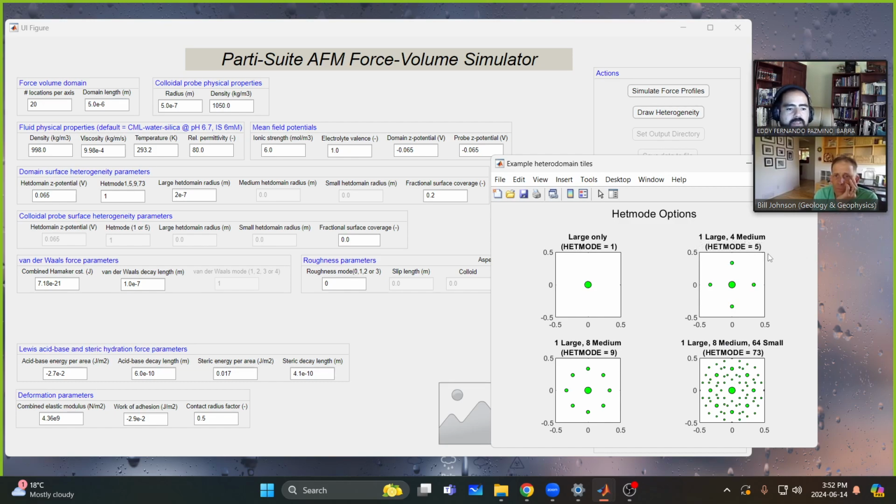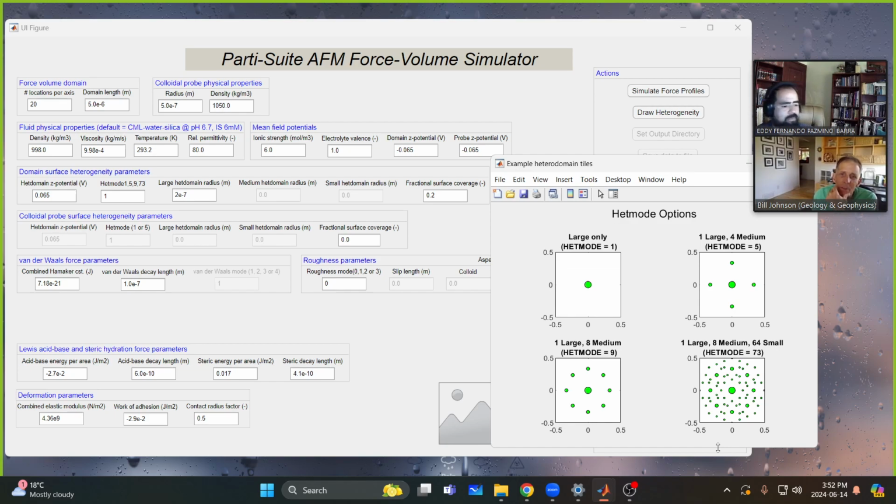You can have het mode 5 when you have a large het domain surrounded by 4 smaller. Het mode 9, 1 surrounded by 8. And het mode 73 when you can have this different realization of the surface. And I'm gonna let Bill tell you why you have these kinds of representations.